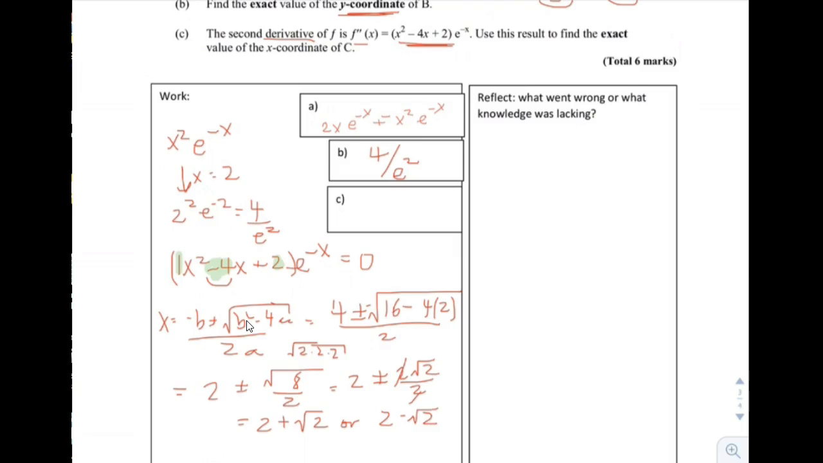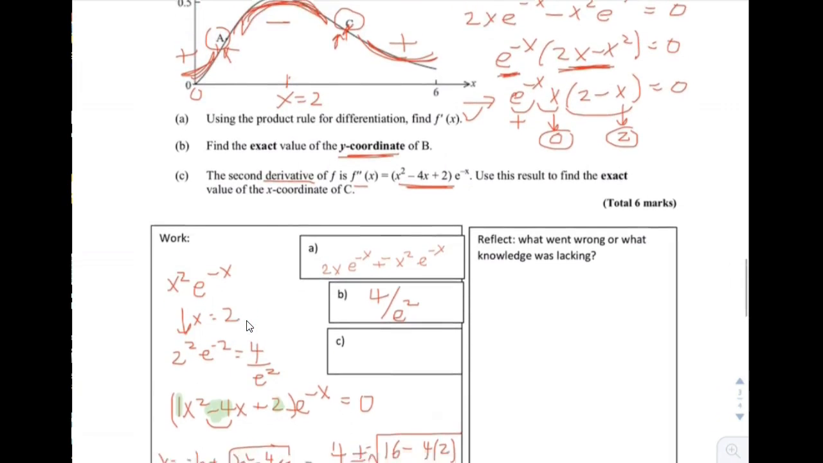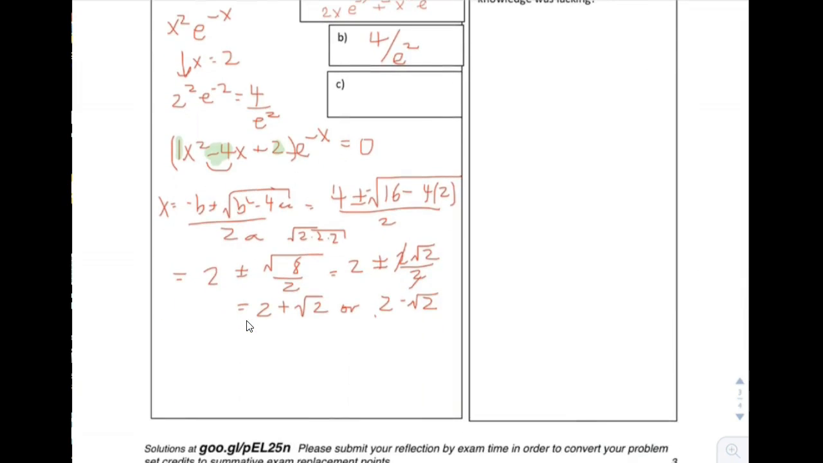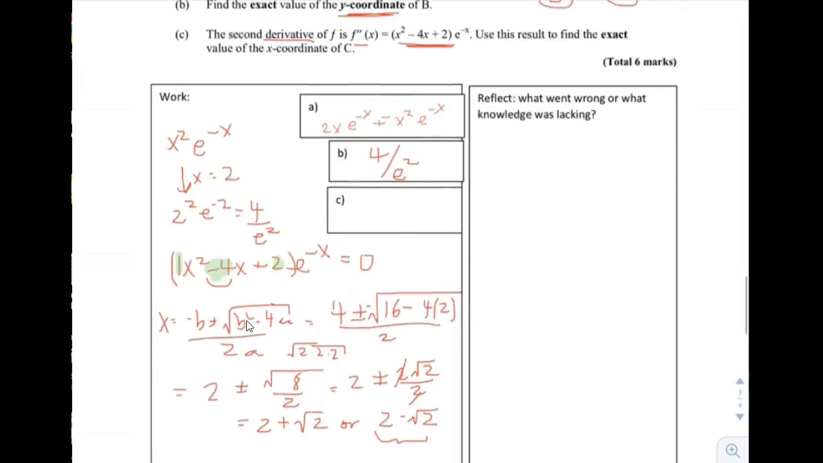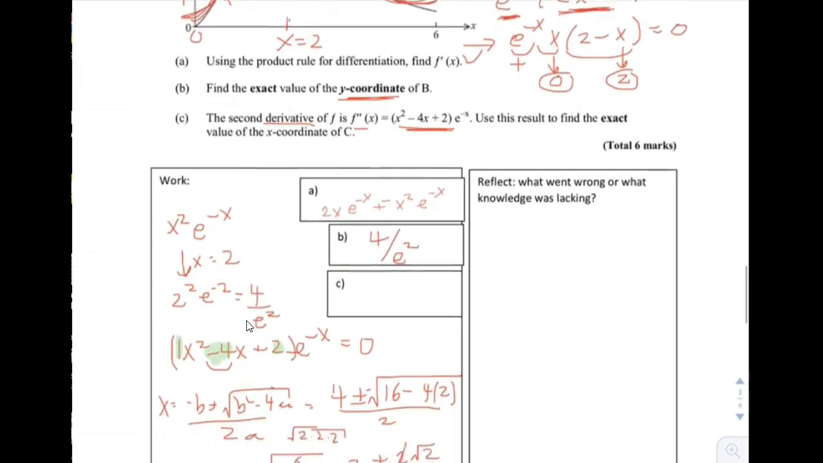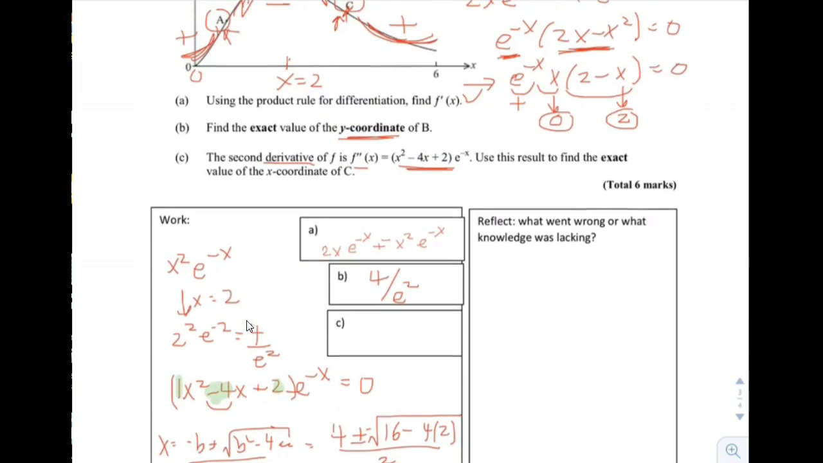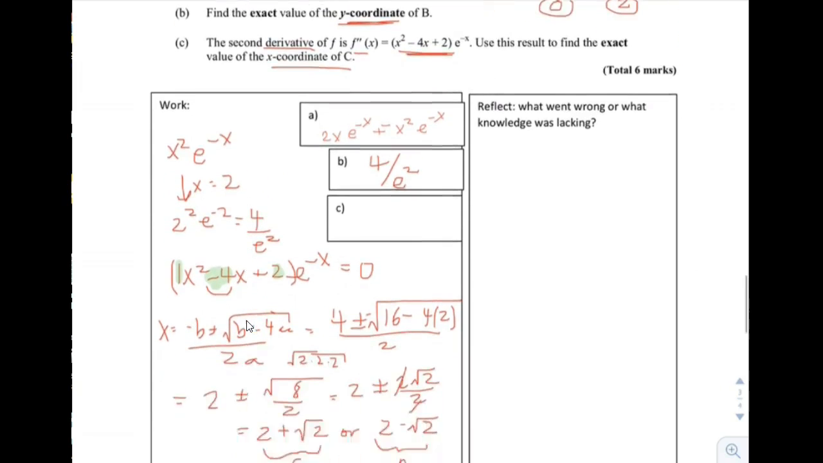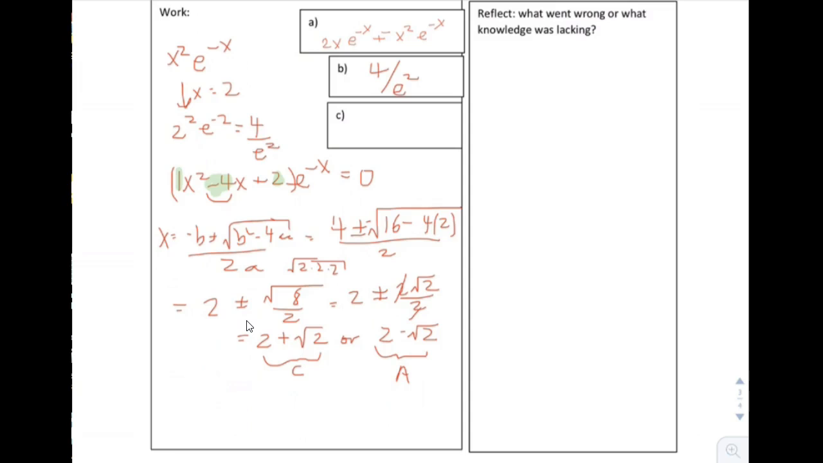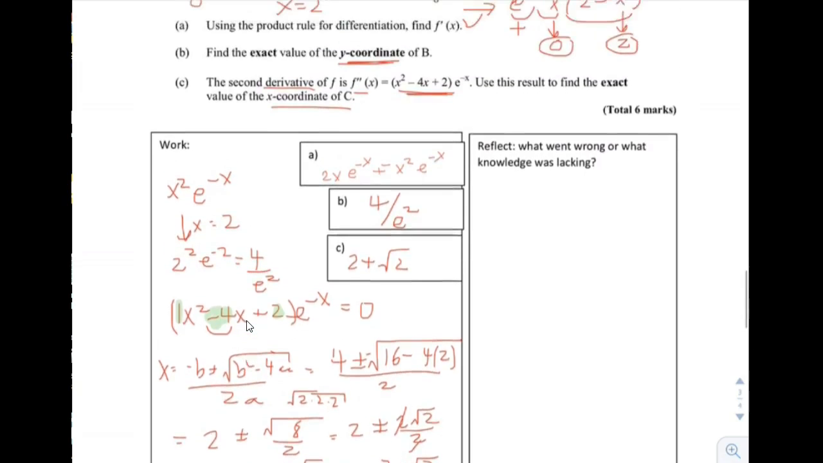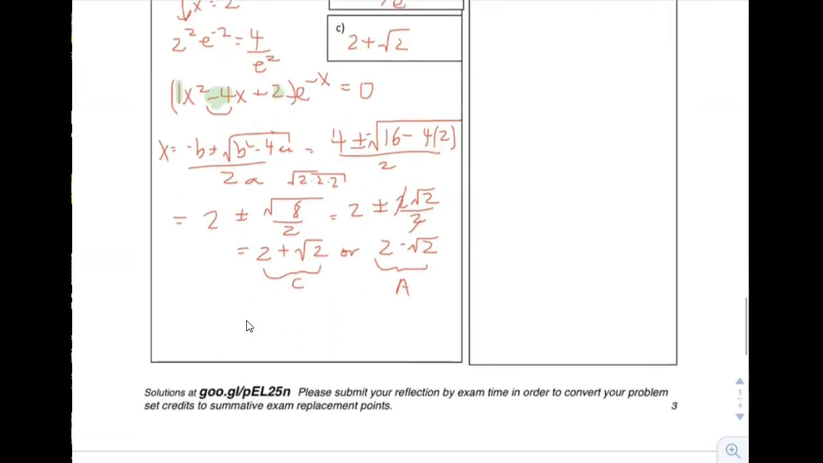So those are the two points, A and C, and obviously A is the smaller one, it's to the left, right? So it would be that one, and this would be C, which is the larger one. So the x-coordinate of C is going to be 2 plus square root of 2. Okay. And I think that's it. Number 3 is the last one. Yep.